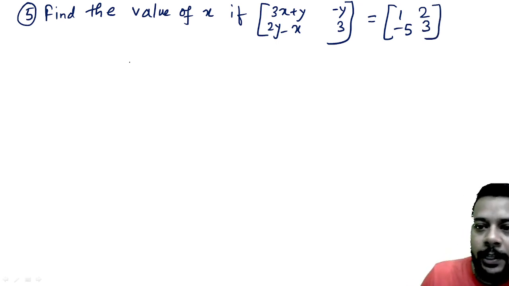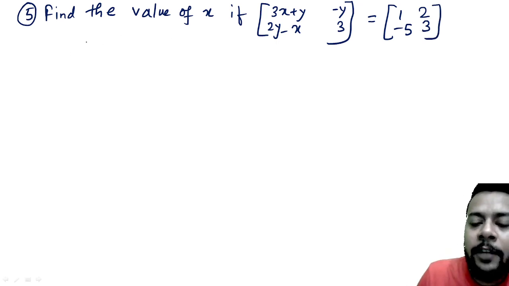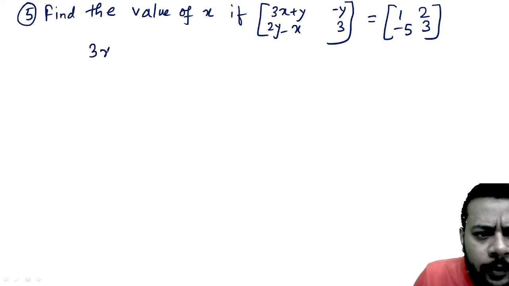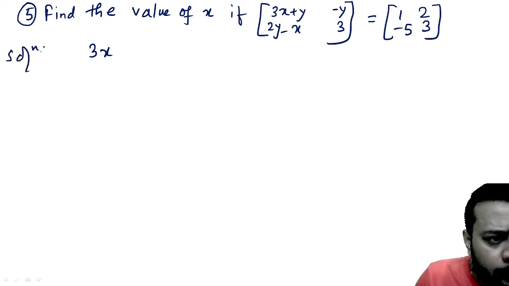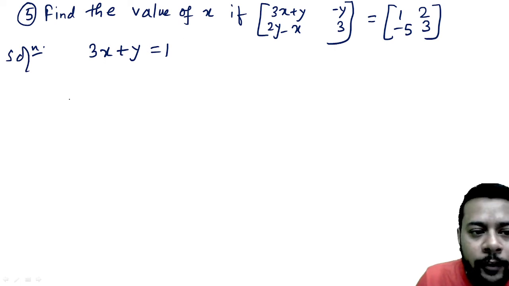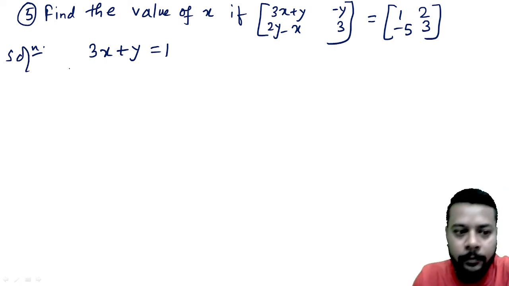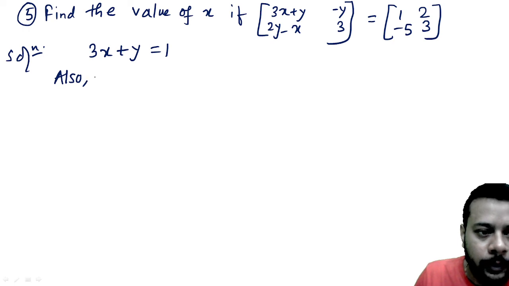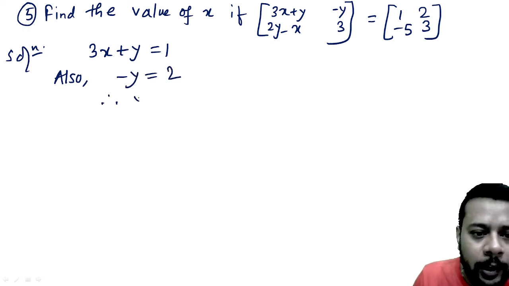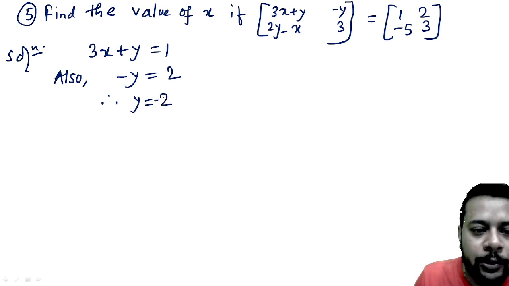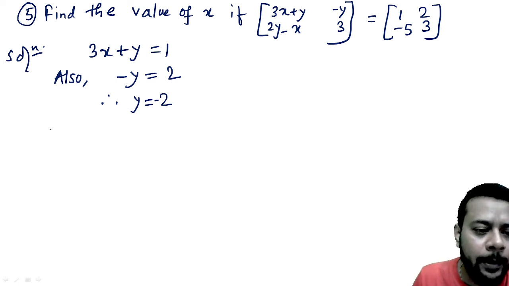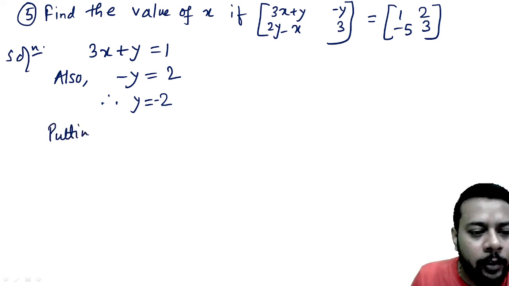So let's try to understand here. First of all, you can write 3x plus y equals to 1. No harm. Write down the solution here. 3x plus y is equal to 1. No doubt. Also we are getting minus y is equal to 2. So simply we can say here the final value of y will be minus 2. Then put the value of y and you will get the value of x.